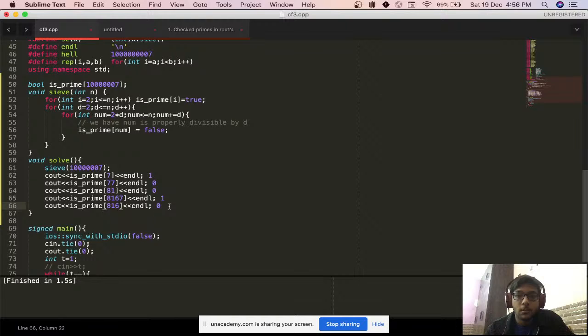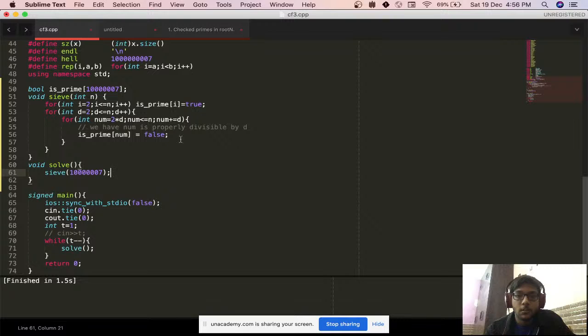Yeah, 816 is not prime. Definitely, we can see 2 divides it. So yeah, seems like it's working. So that is all. The main thing yet to do is that this definitely works, and this worked for 10 power 7 also. If you notice, this worked for 10 power 7 also.